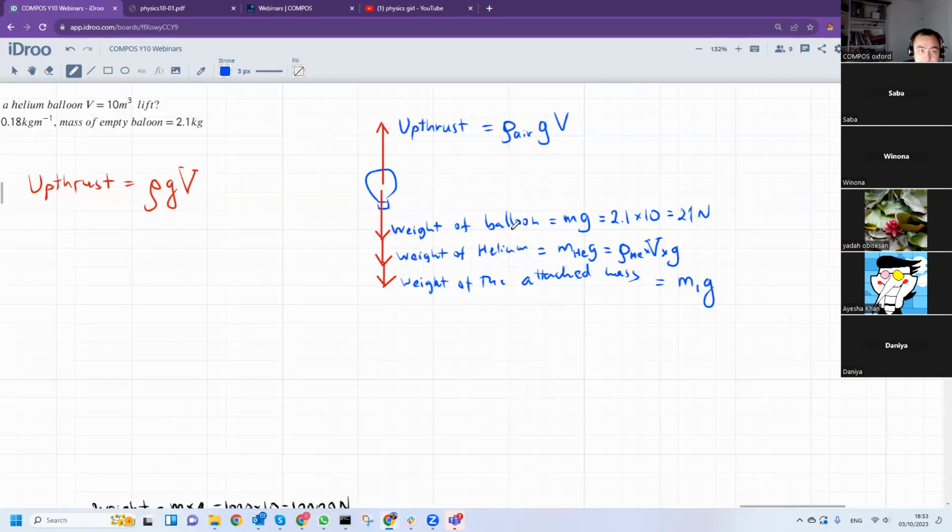Okay, so we write an equation. In order to be stationary, to be able to lift something, we have the density of the air times gravity times volume equal to mg, the weight of the balloon, plus the weight of the helium, so rho of the helium times g times V, plus m1 g. So we can cancel the g's.